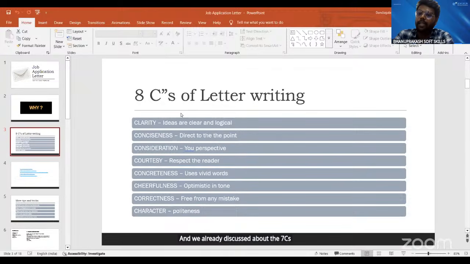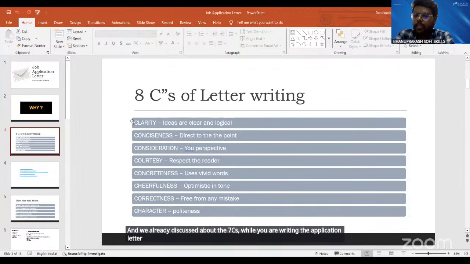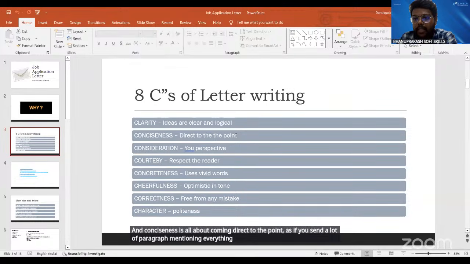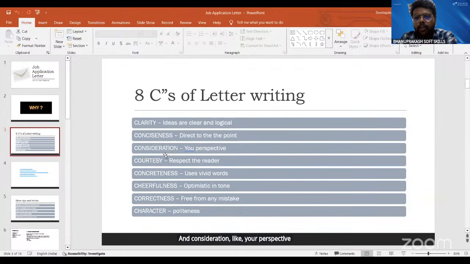When you are writing the application letter, you need to follow the same things: clarity, in the sense that ideas are clear and logical. Everything you put should have a proper start, middle, and conclusion. Conciseness is all about coming directly to the point, as if you send a lot of paragraphs mentioning everything, they don't have that much time to read through them. And consideration, like your perspective and what exactly you are and what exactly they want.